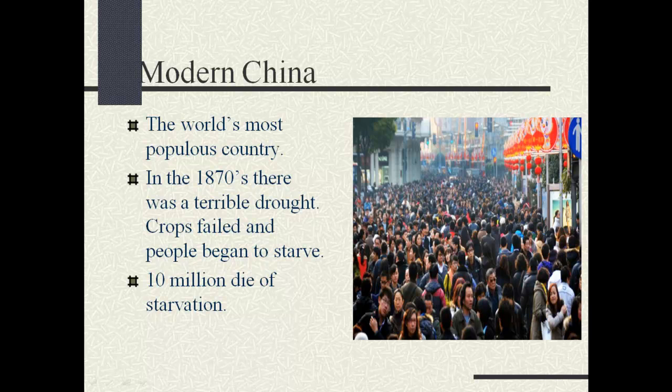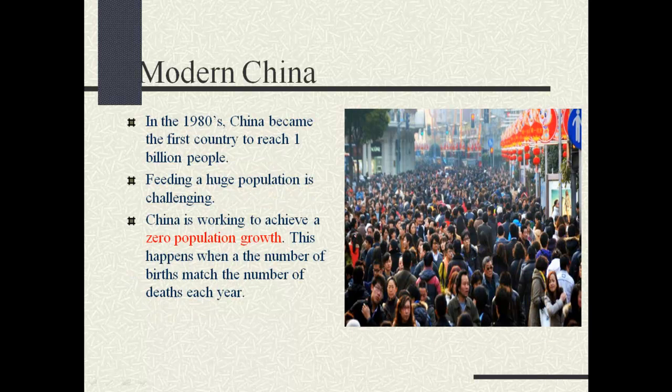Okay, now, China is the world's most populous country. In the 1870s, there was a terrible drought. Crops failed and people began to starve. And 10 million people died as a result of starvation. But despite that time period, the population kept growing and kept expanding. In the 1980s, China became the first country to reach 1 billion people. Feeding a huge population is the challenge.